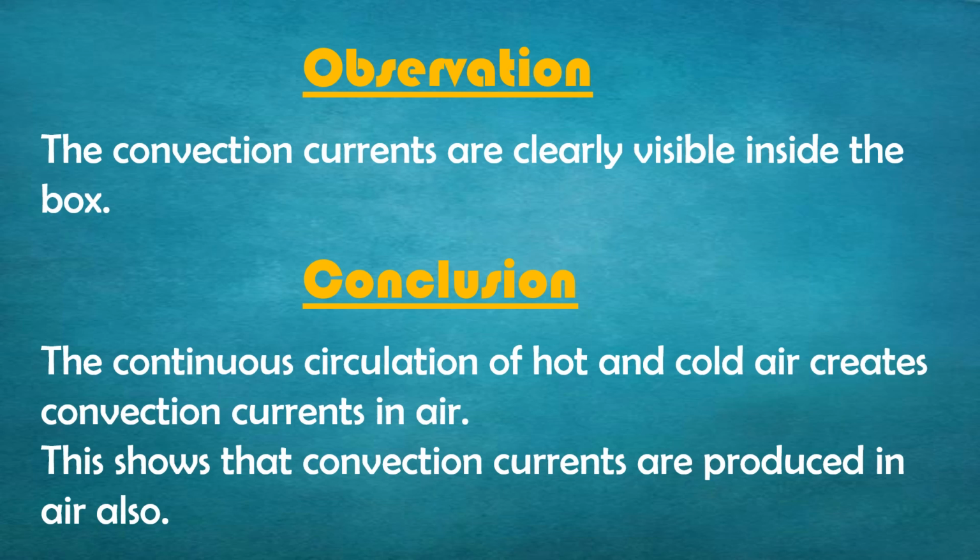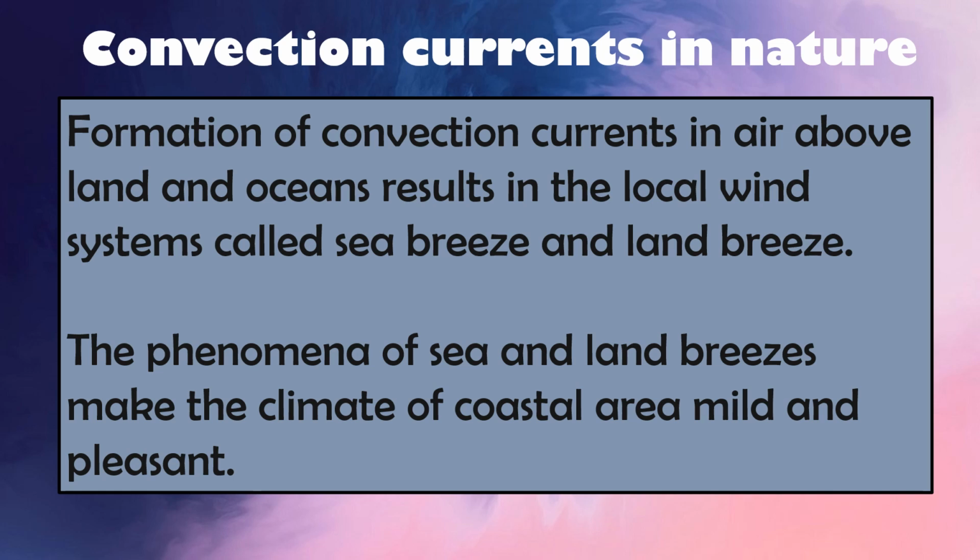Formation of convection currents in air above land and oceans results in the local wind systems called sea breeze and land breeze. The phenomena of sea and land breezes make the climate of coastal area mild and pleasant. Let's study each in detail.